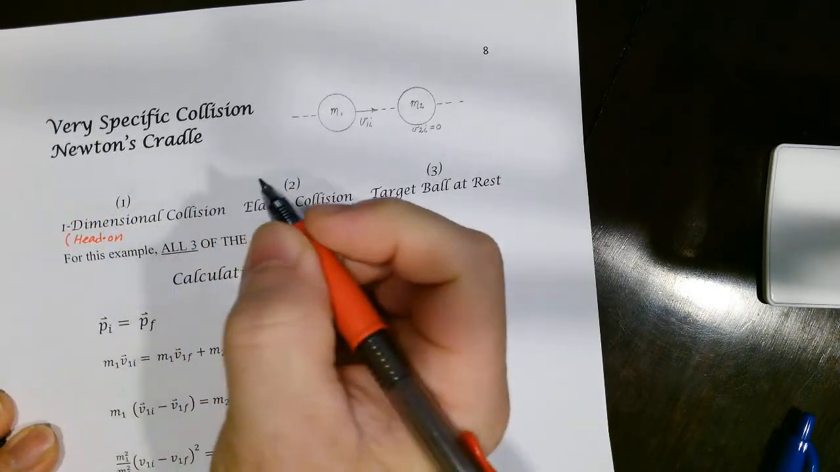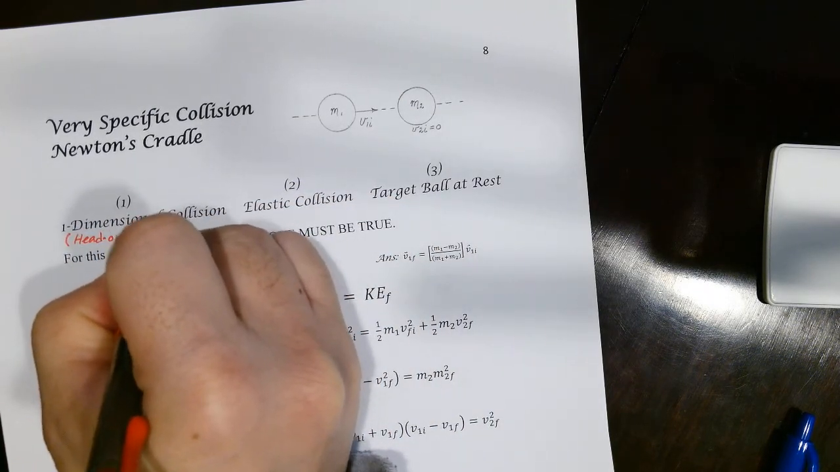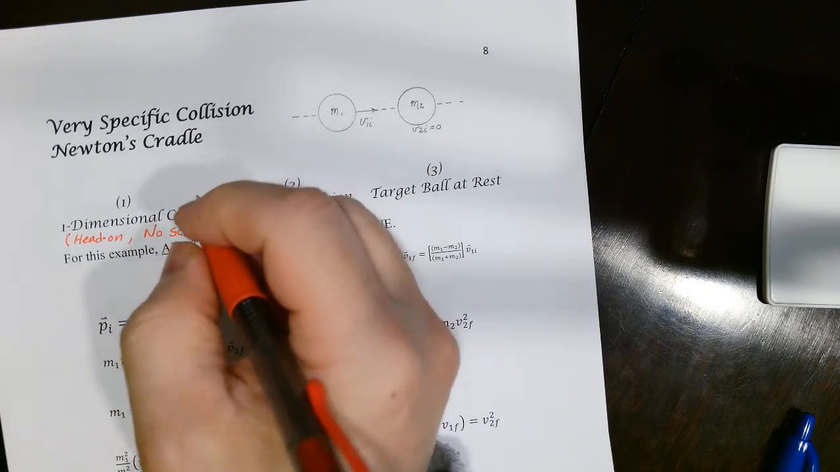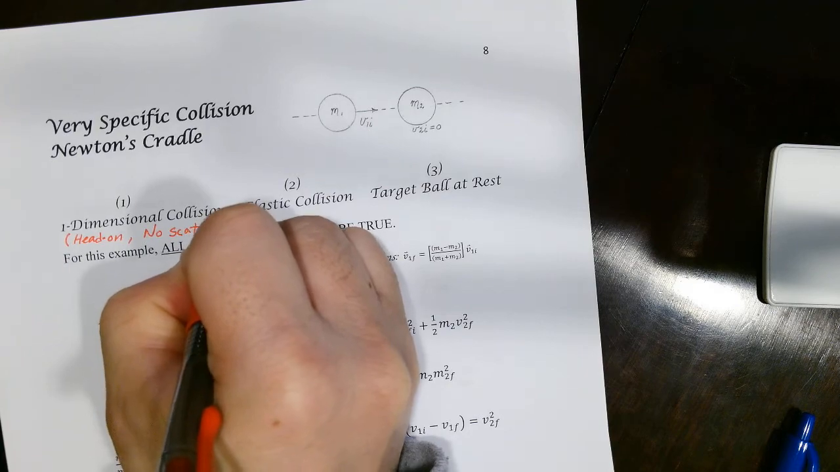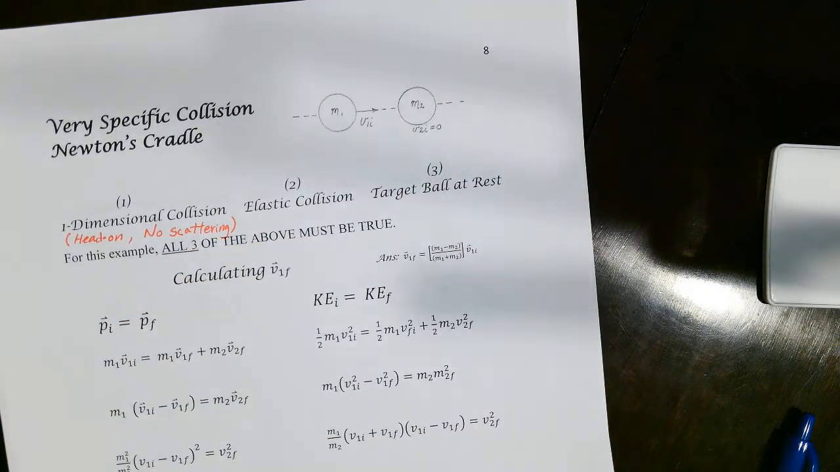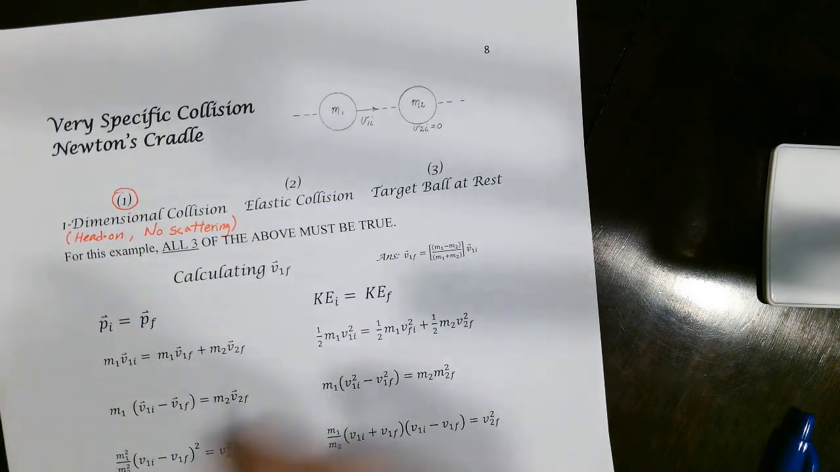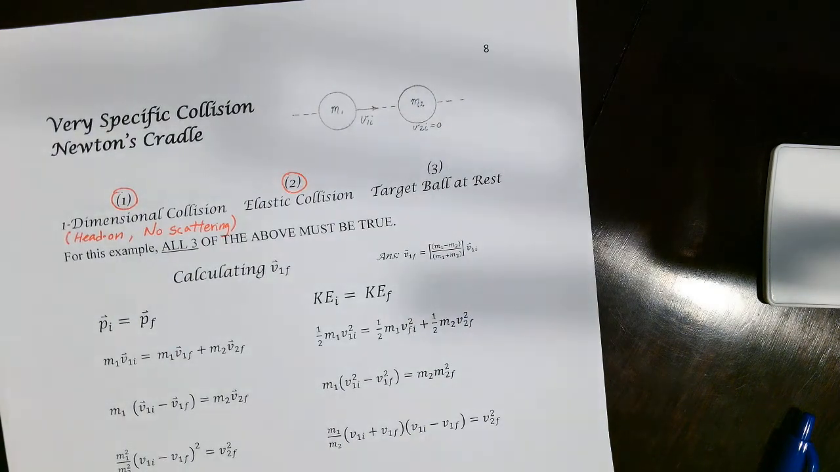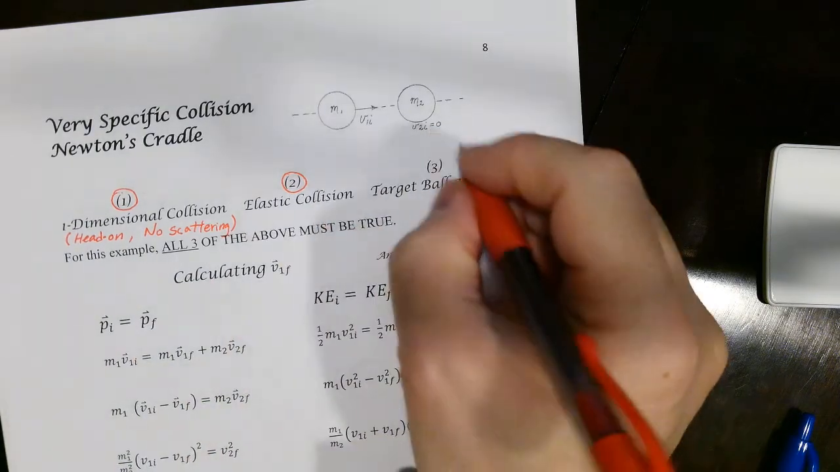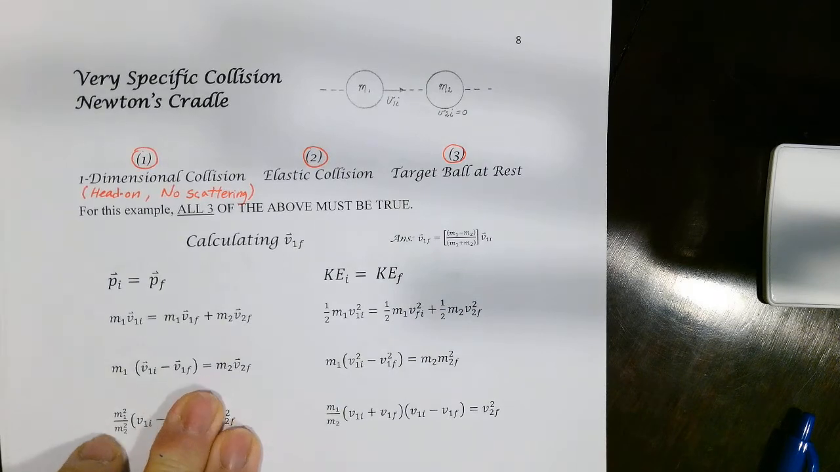Head-on collision, no scattering, so it's going to be confined to one dimension. So that's one parameter. Second parameter, it is an elastic collision. That means the kinetic energy is going to be conserved. The third parameter that it has to have is that the target ball must be at rest.